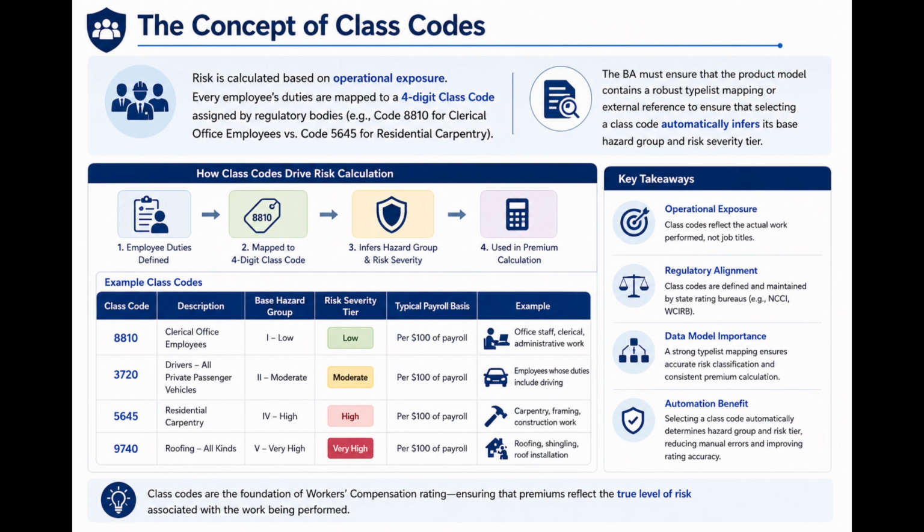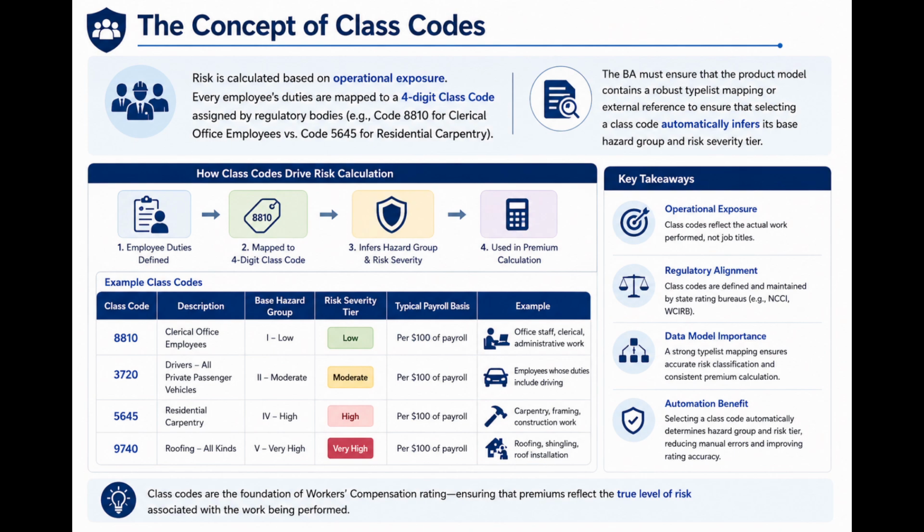These 4-digit numeric identifiers are maintained by regulatory bodies like the National Council on Compensation Insurance or independent state bureaus. Every employee's daily duties must map to an appropriate class code so the carrier can evaluate workplace hazards. For instance, Code 8810 is used for clerical office employees whose exposure to physical injury is statistically low, whereas Code 5645 is utilized for residential carpentry, which carries a much higher probability of accidents.